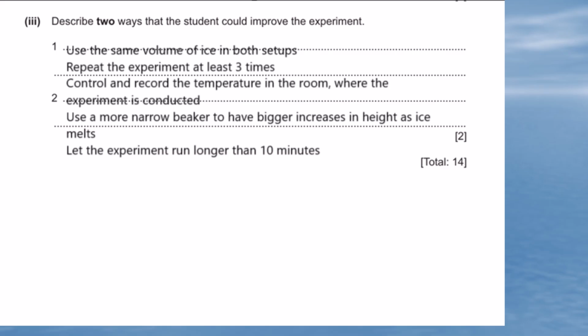Also, you can say you can control and record the temperature in the room where the experiment is conducted. You can also talk about using a more narrow beaker to have a bigger increase in height as the ice melts. And lastly, we only let the experiment run for 10 minutes. They can let the experiment run for a longer time. Just 2 of these should be enough, but I'll say always use the one about repeating the experiment at least 3 times.